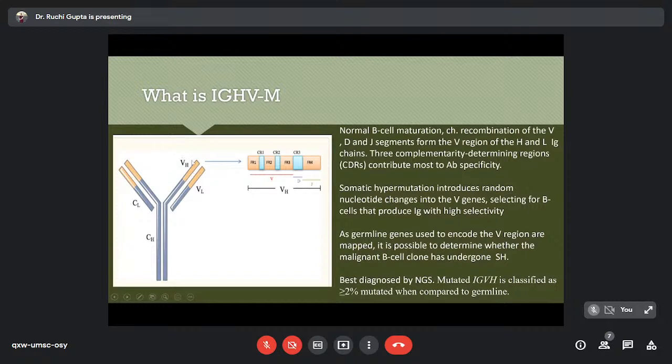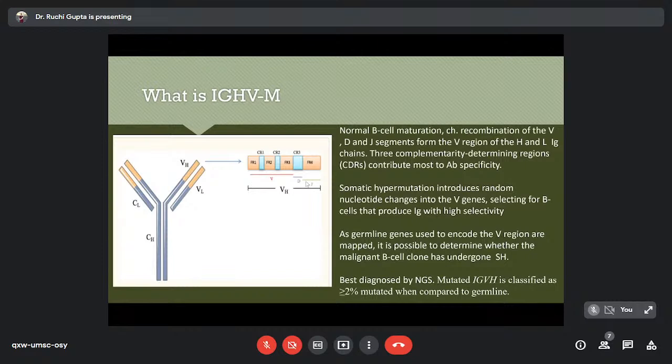Whereas this variable heavy region of the immunoglobulin molecule, if you look, comprises these VDJ segments. You'll have to recapitulate your B cell ontogeny to recall that there are rearrangements of the VDJ segments, which are responsible for deciding the antigen affinity in a B cell. The cells which successfully undergo this VDJ rearrangement are selected, whereas those which do not undergo it successfully are not, meaning thereby that they have specific antigen specificity.